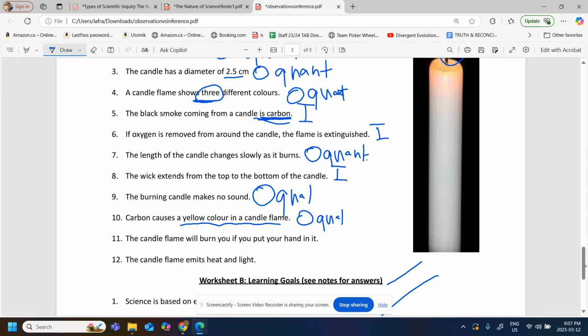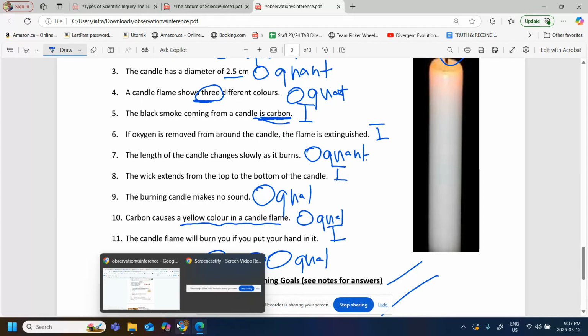The candle flame will burn if you put your hand in it. You haven't done it, so it would be an inference. If you did do it and you did feel it burn, then it would be an observation. The candle flame emits heat and light. So if you can see the light and feel the heat, then it's an observation, more so a qualitative observation.